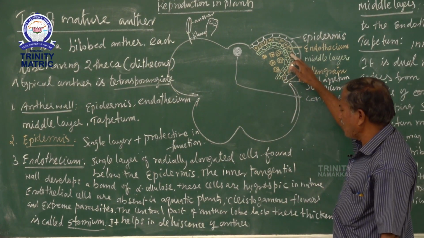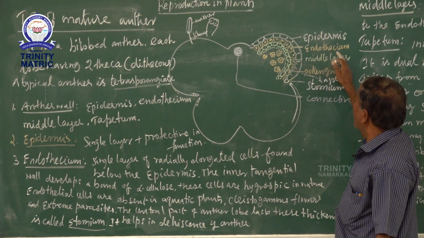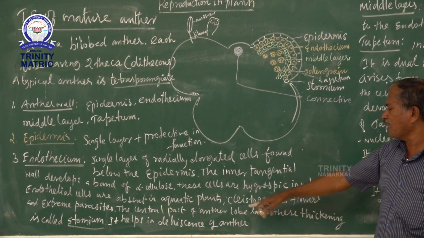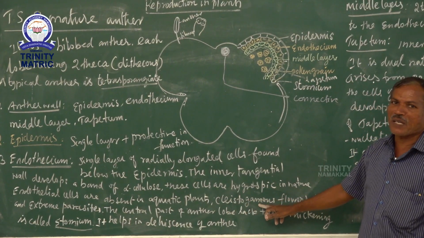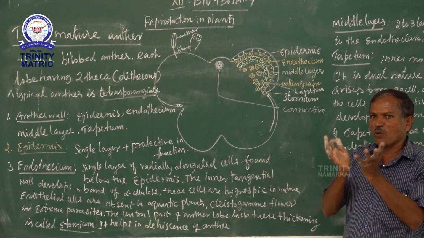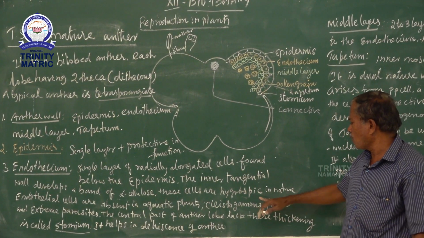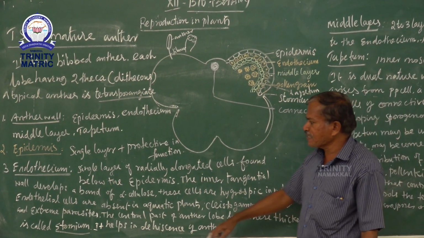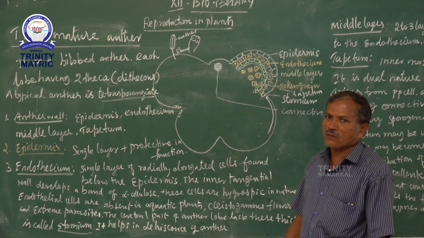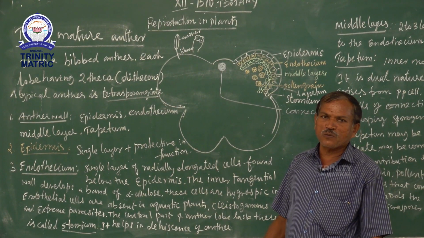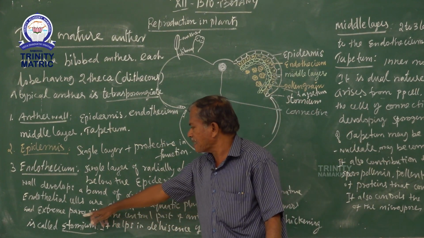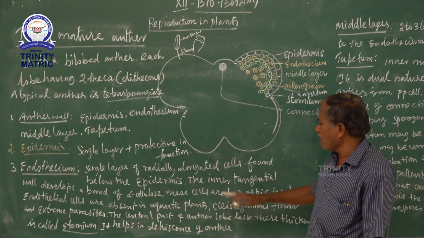Endothecial cells are absent in some plants. Endothecium is absent in some plants, for example aquatic plants. Aquatic means water plants. Also in cleistogamous flowers. Cleistogamous flower means the flower never opens, it stays only in closed condition. And some examples are extreme parasites. Do you know what a parasite is? Some plants depend upon other living organisms for food, called parasites. In these extreme parasites the endothecial cells are absent.